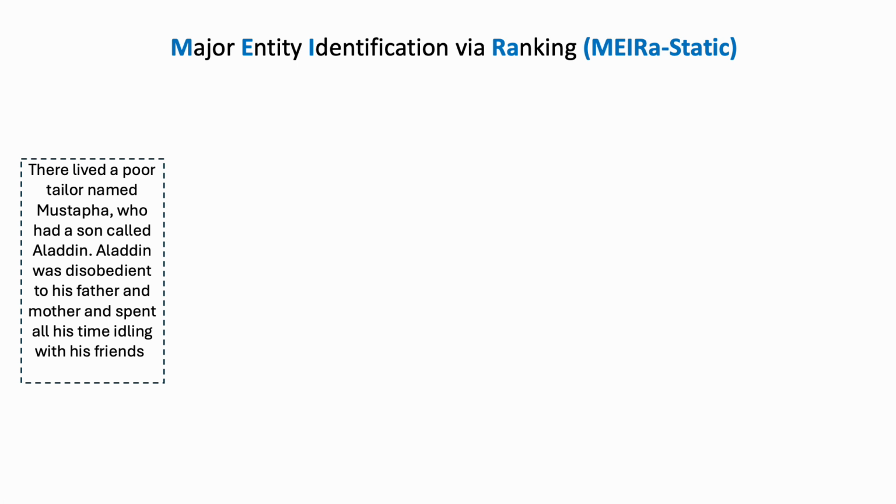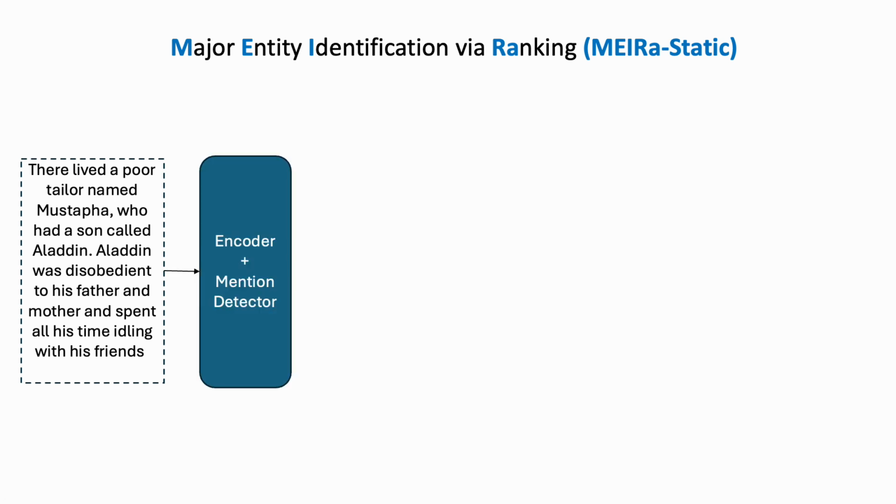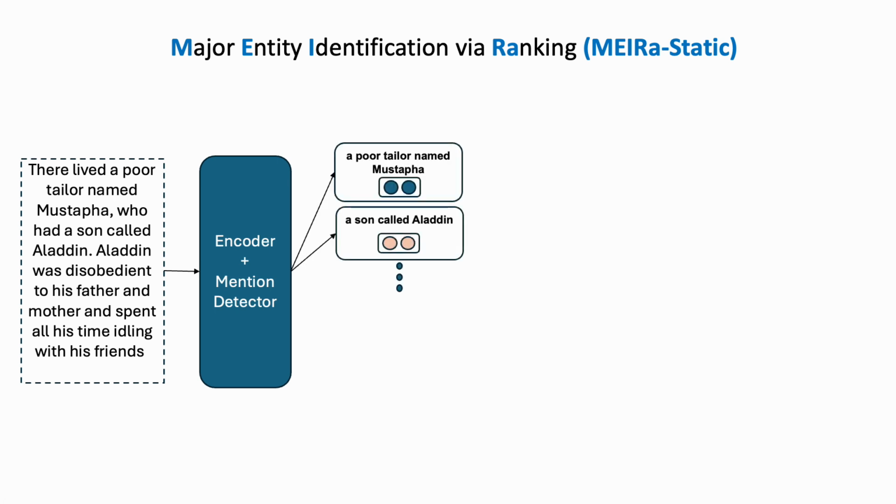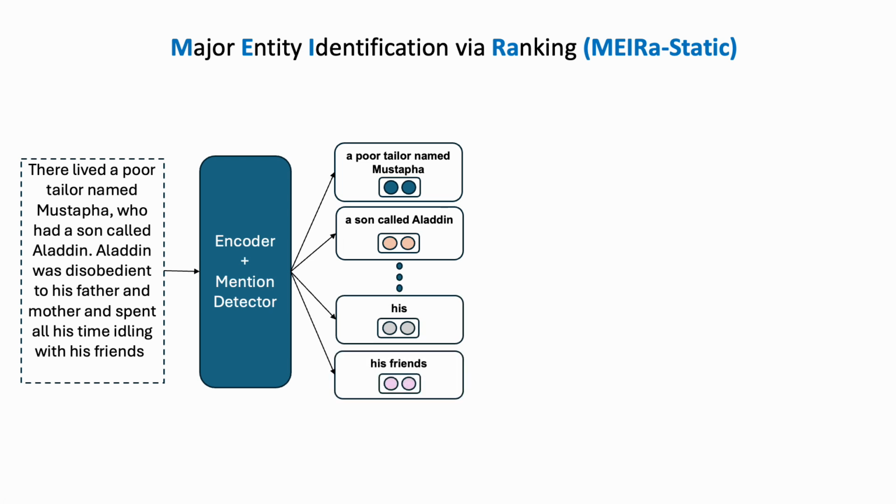In this slide, I would like to introduce our proposed model family, MIRA, which stands for Major Entity Identification via Ranking. We discuss MIRA S or MIRA static first. We start by providing a document to a language model like Longformer, which performs mention detection after encoding. The mention detector identifies potential mentions and generates their representation. We select representation of spans that closely match the input representation phrases like Mustafa and Aladdin. These representations are used to initialize the entity representation.